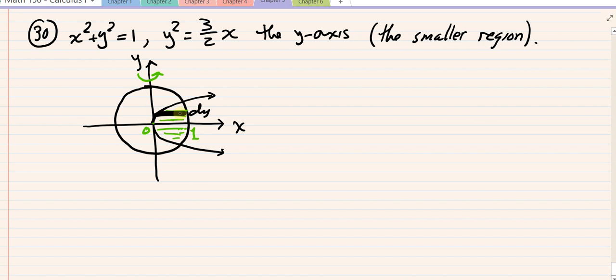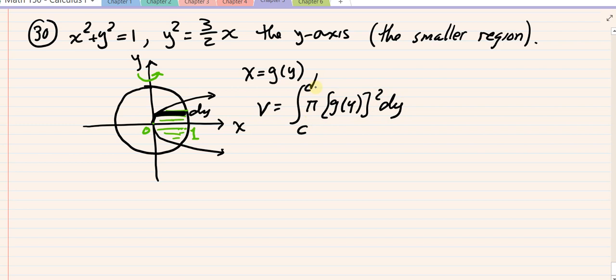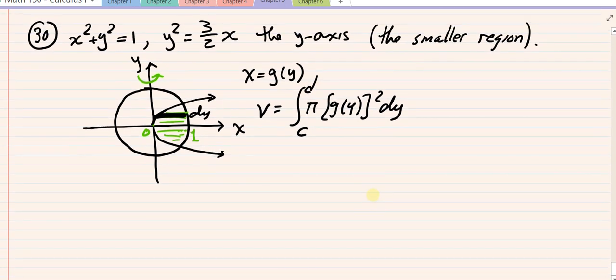Okay, now therefore we need to write x as a function of y. The formula is pi x squared dy from c to d, right? That's what we're about to do. The limits of integration, by the way, in this case, because we're taking advantage of the symmetry, right? Because we don't want to go over the region twice. Okay, so let's see how we're going to set this one up.